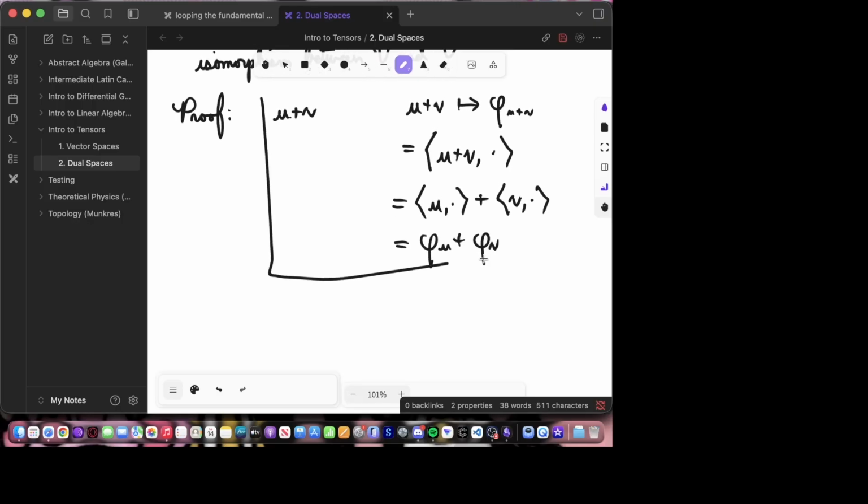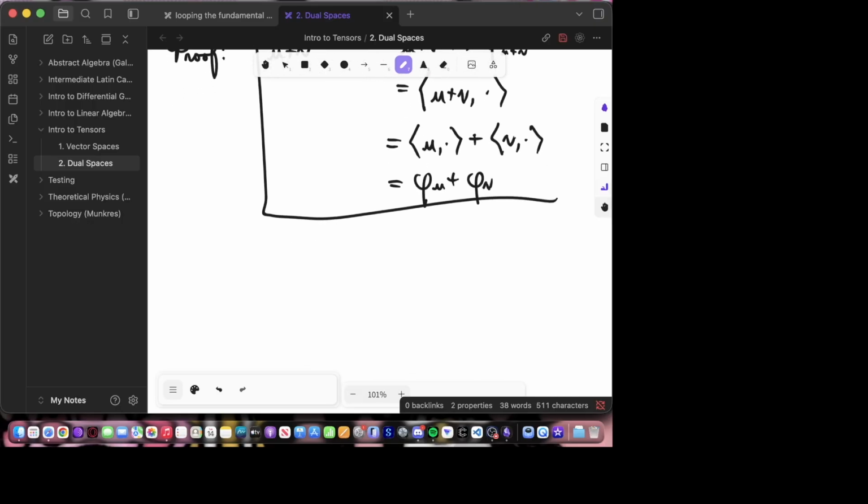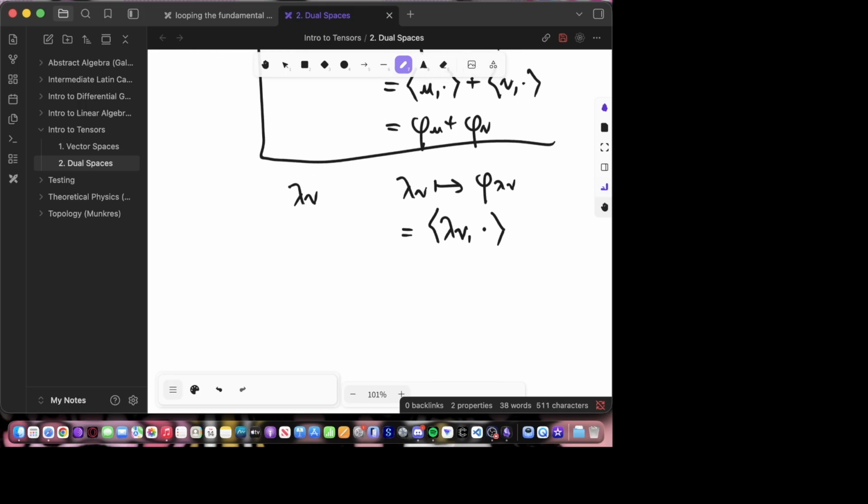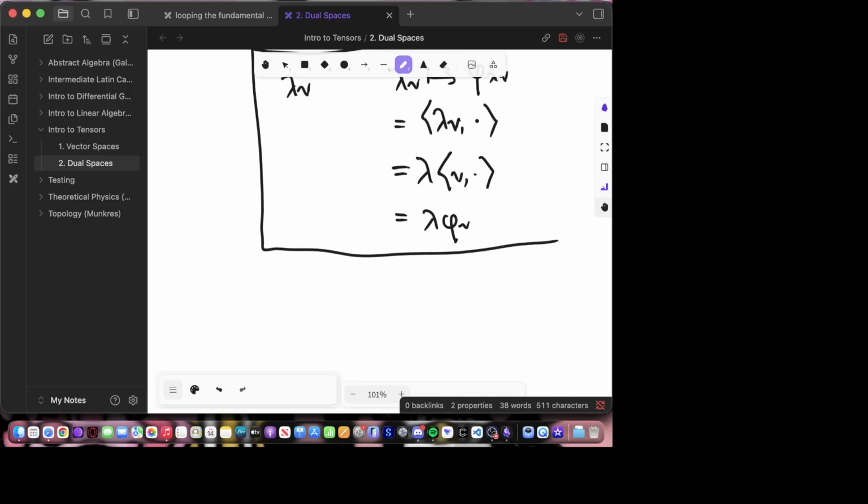So that satisfies additivity. And regarding homogeneity, if we consider the vector lambda v maps to phi lambda v, which is equal to the inner product of lambda v with some vector, which is equal to lambda times the inner product of v with some vector, which is equal to lambda phi v. Therefore, linearity is proven.